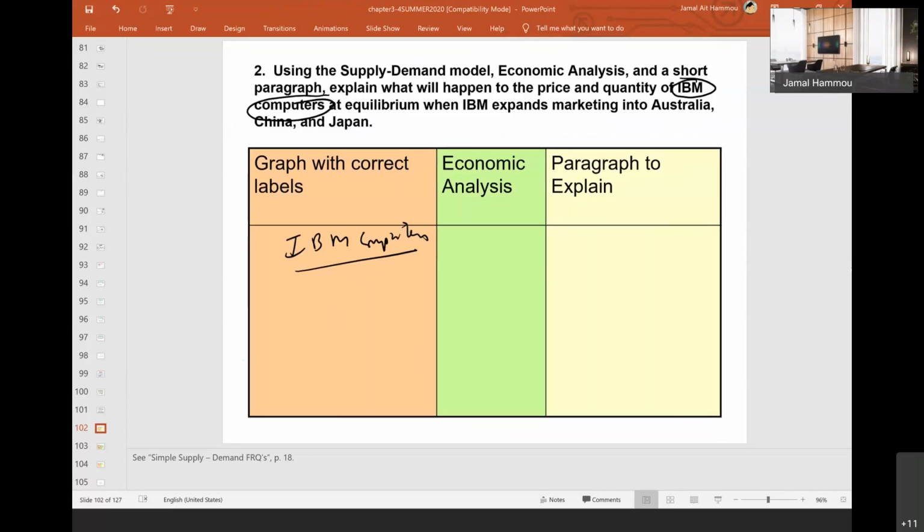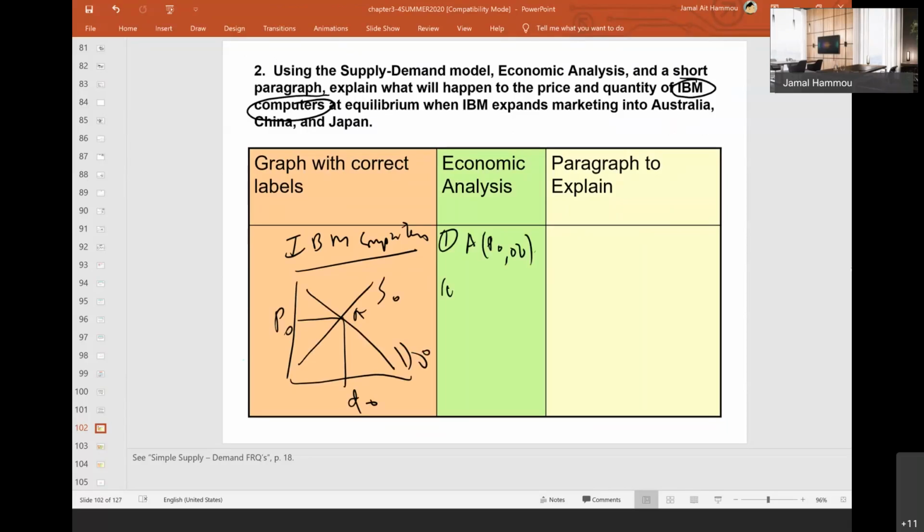So I will do step number one. Remember, step one, just build a graph: supply, demand, S0, D0, and the equilibrium, P0, Q0. That's step one. I would just put A at P0, Q0. The second thing, that's where things get confusing. That's the hard part. What happens to the IBM computers? What happens in that market?